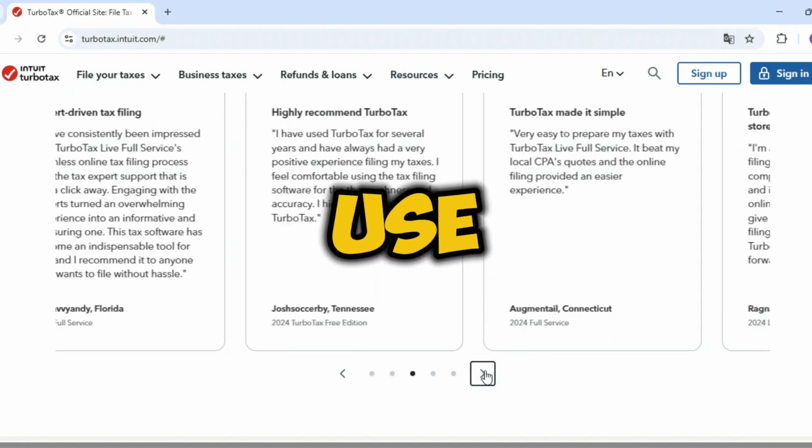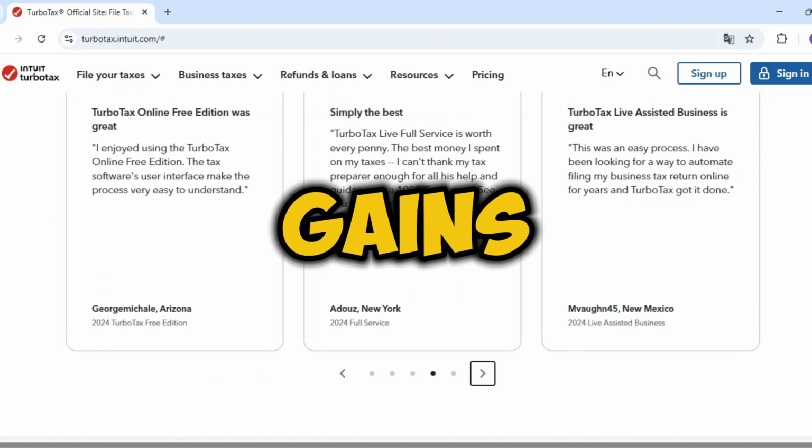Now I'm curious, do you use a specific crypto tax software to calculate your gains, or do you rely on exchange reports?